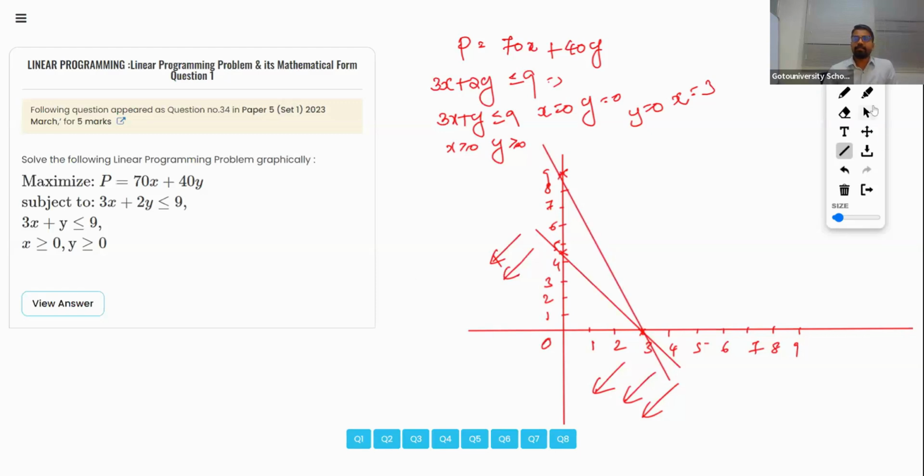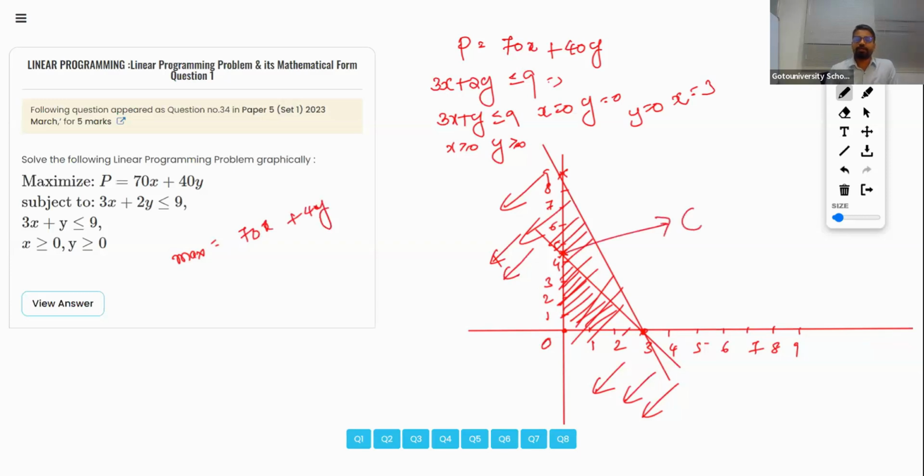But again, it is on the origin side only. So this is again a region. That means our feasible region is this, including x greater than 0 or y greater than 0. So these are the points. What is our question? Our region is here, including this. So this is our region, and we have to maximize 70x plus 40y. So what are the corner points?